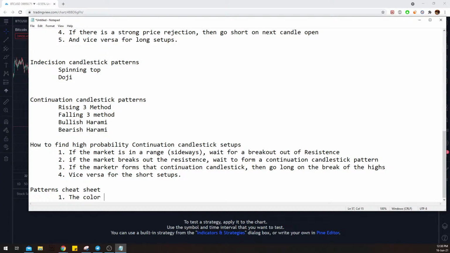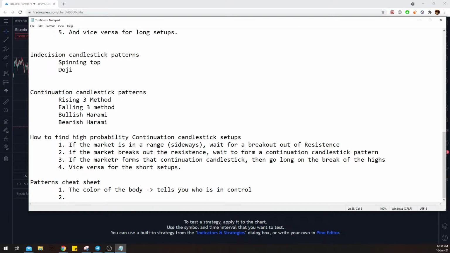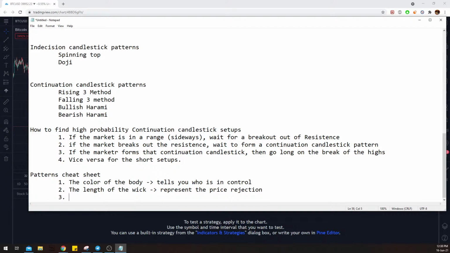So the first is going to be the color of the body. This one tells you who is in control. The second one is the length of the wick that represents the price rejection. And lastly, the ratio of the body to the wicks tells you the full story.